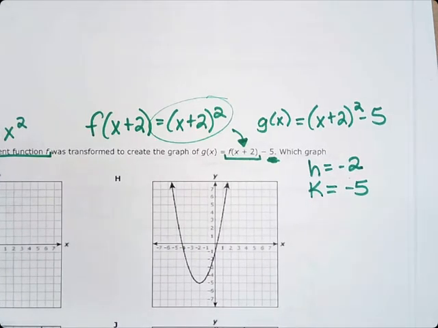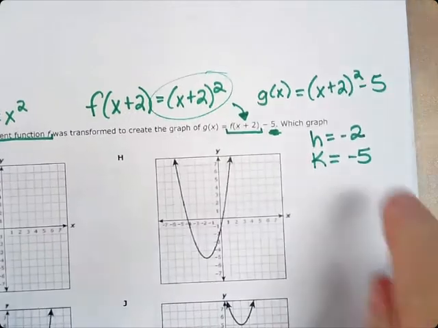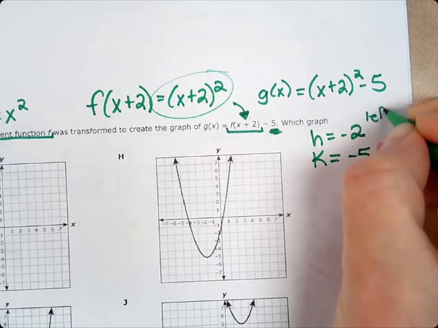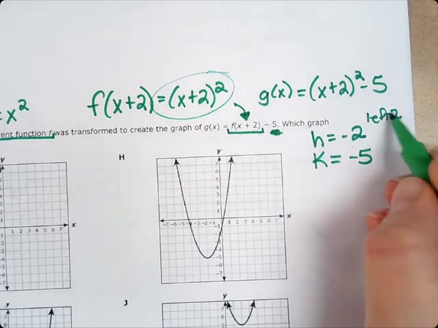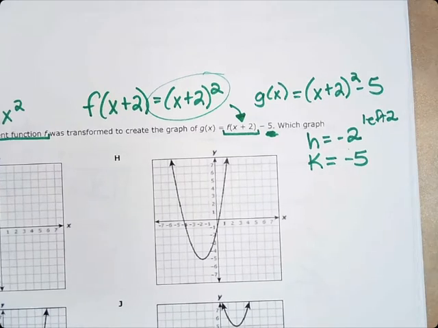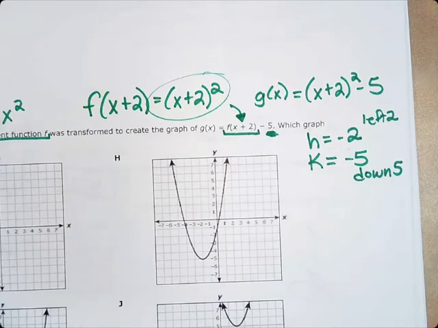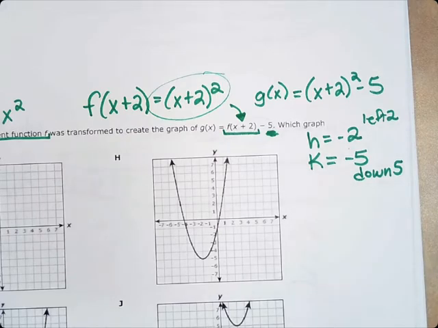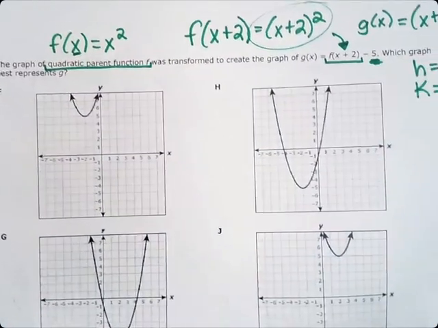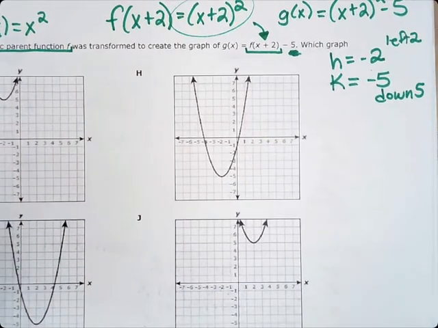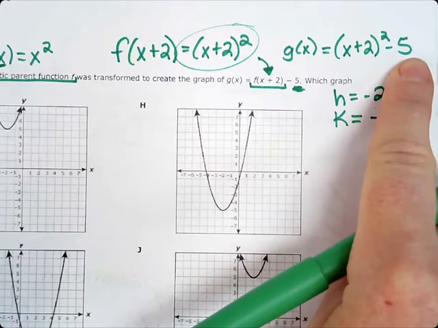So how was it the parabola moved? If it's negative 2, how was it moved? Left 2. And what about the minus 5? Down 5. So look for the one that the parabola was moved from the origin, left 2, down 5. And it's the exact same shape. You can also graph it because we know what the equation is to see what it looks like.